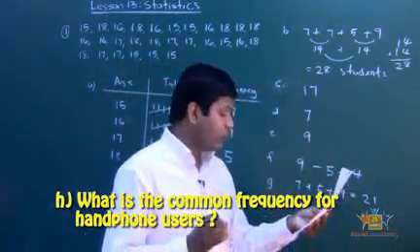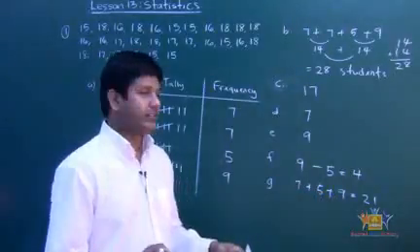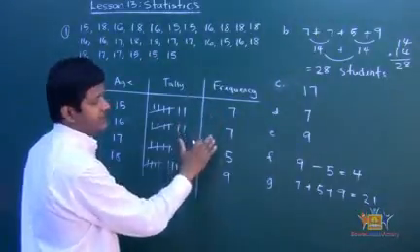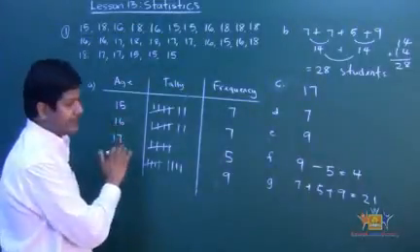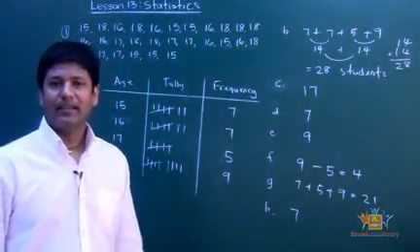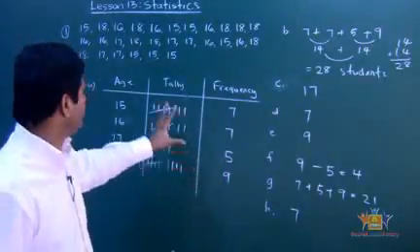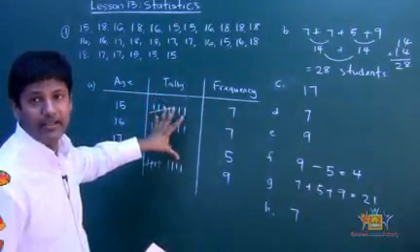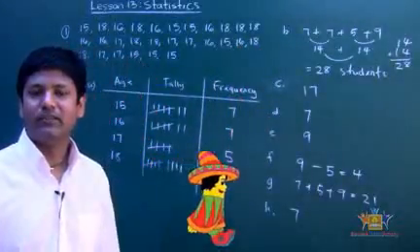Now let's do question H. Question H says, what is the common frequency for handphone users? Common frequency, what does that mean? Common frequency means the frequency that repeats. So in this case it is 7. See that? 7 repeats for the age of 15 and also for the age of 16. So H is going to be 7. It's very important when you have the table constructed. Once you have this data collected and recorded, and you construct, organize and arrange it in the form of a table, you should be able to answer the questions very effectively.